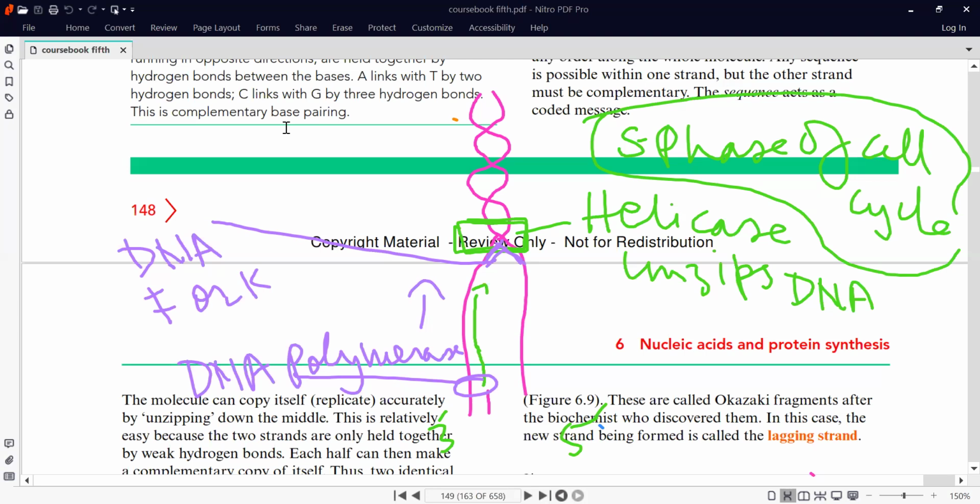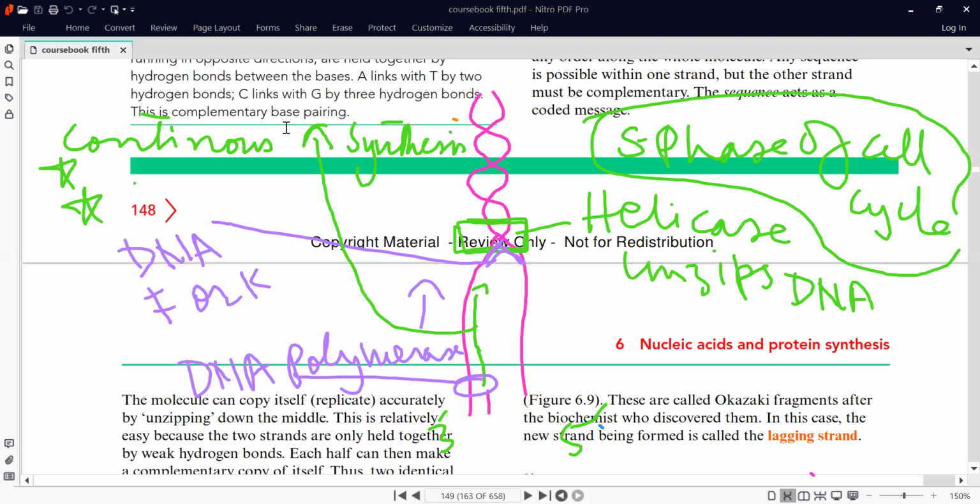The chain which is made, its replication is continuous replication. So we call this strand continuous synthesis. It is showing continuous synthesis. And it's a leading strand, going from 3 prime to 5 prime end continuously. We call it the leading strand.